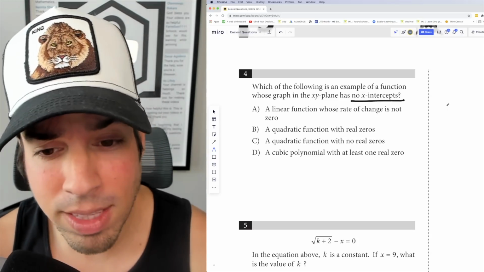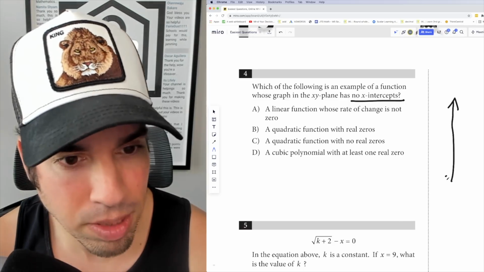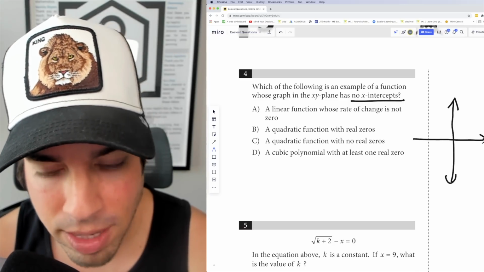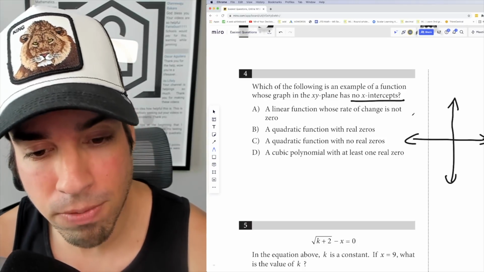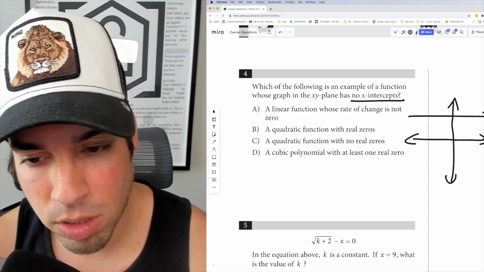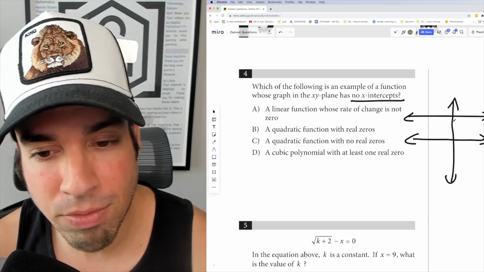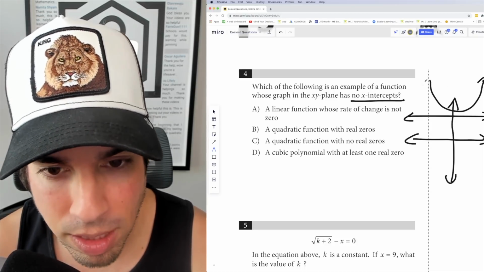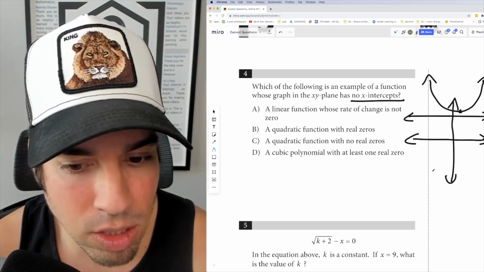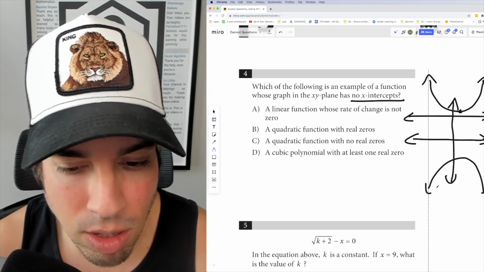Which of the following is an example of a function whose graph in the xy plane has no x-intercepts? So something that doesn't have any x-intercepts is going to be something that never hits the x-axis. The only way that's going to happen for a linear function is if it's going to be horizontal. The only way it's going to happen for a quadratic is it's either going to be above, going up like this with a vertex above the x-axis, or below, going down like this.